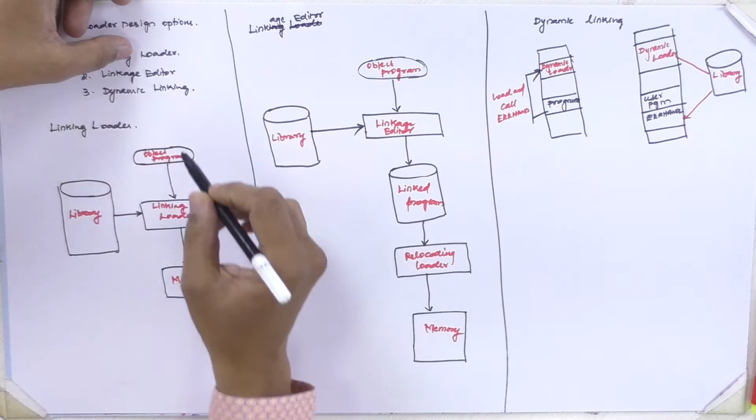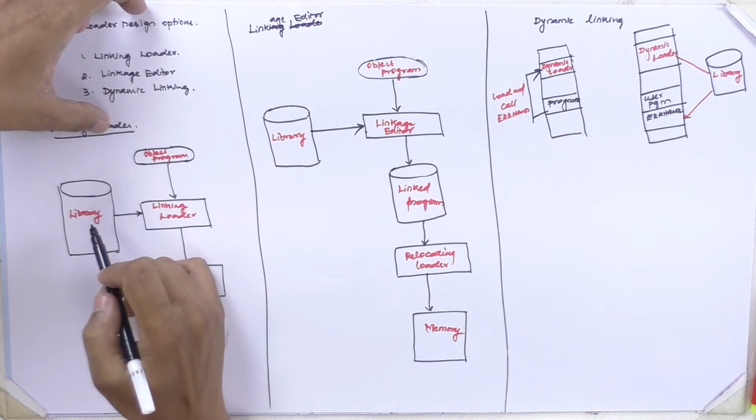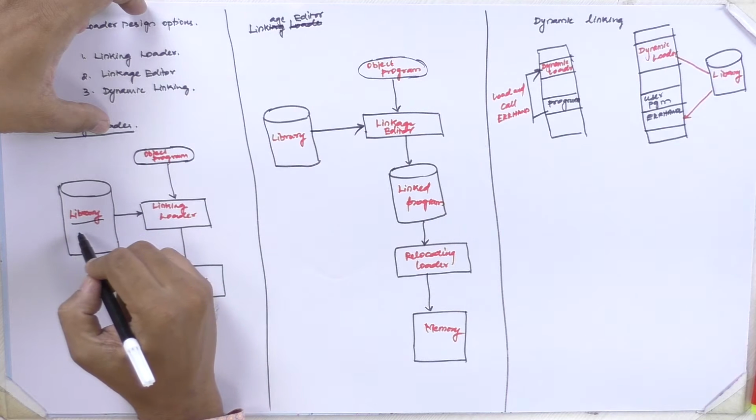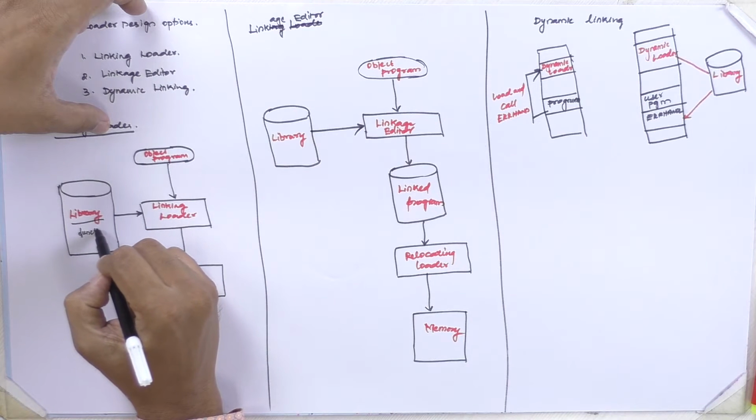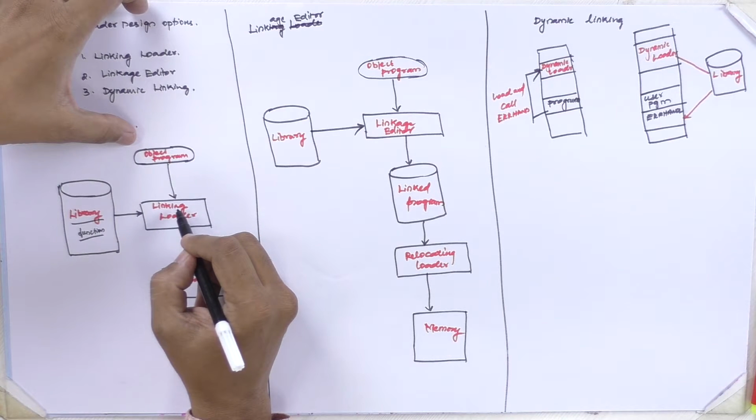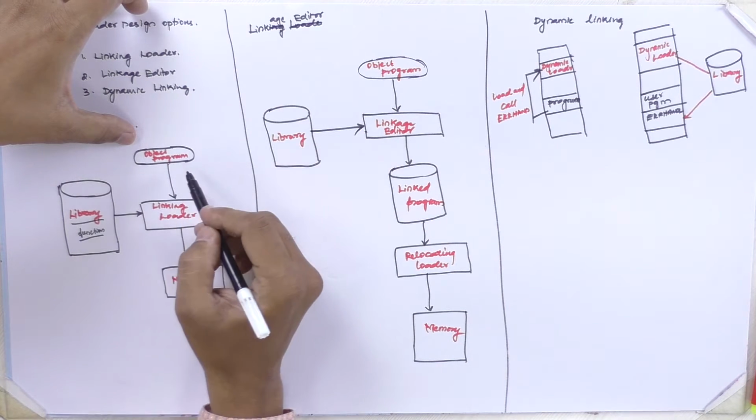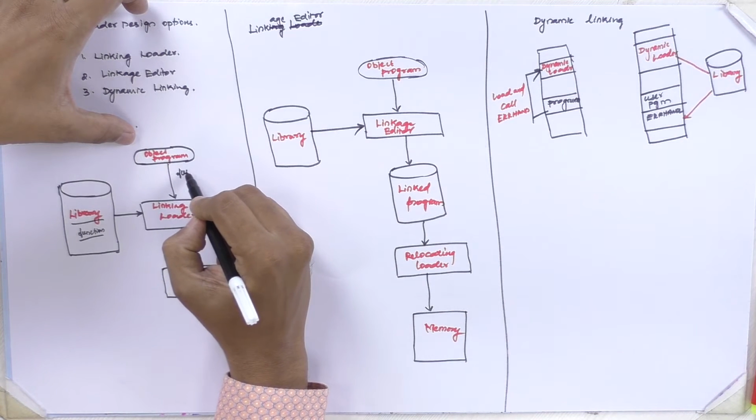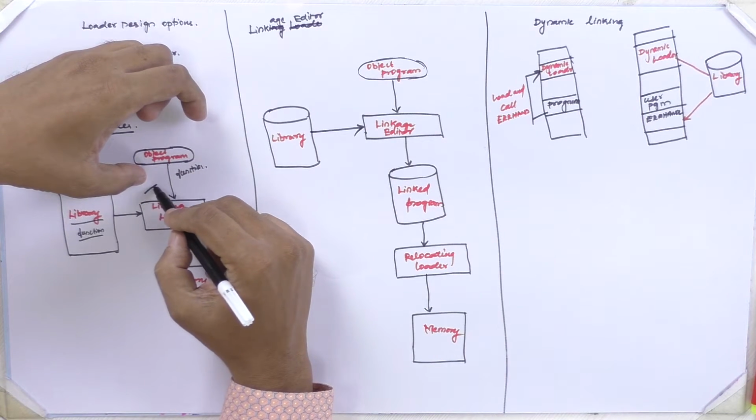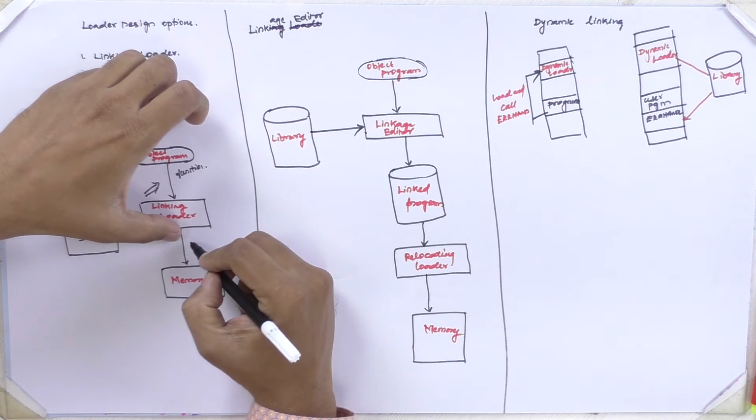First one is a linking loader. What does a linking loader do? We can see in this diagram. There will be a library. The library will contain all the library functions which are needed by your program. The linking loader will see the object program. If the object program contains any library functions that are to be called, it will call the function and load it into the memory.